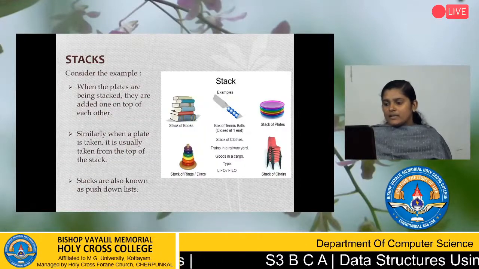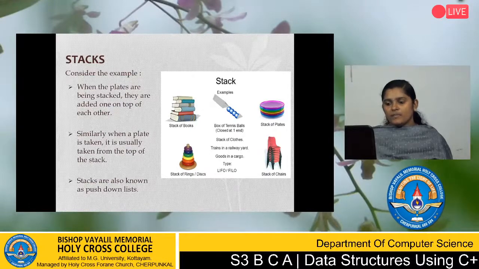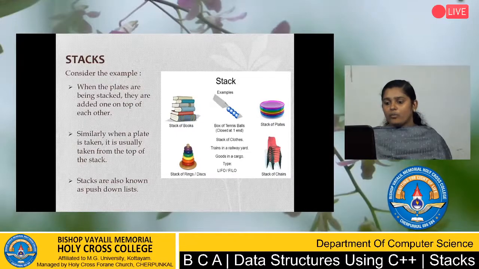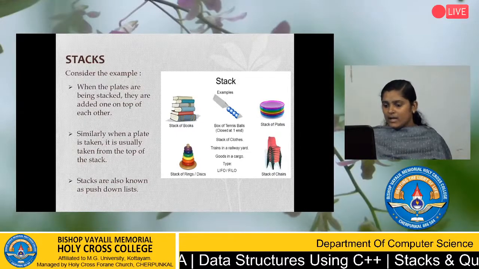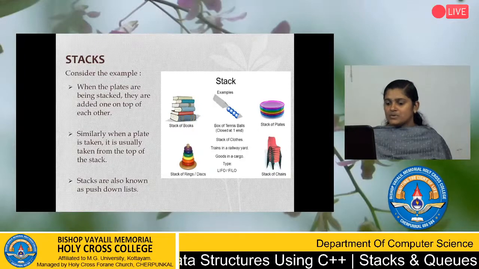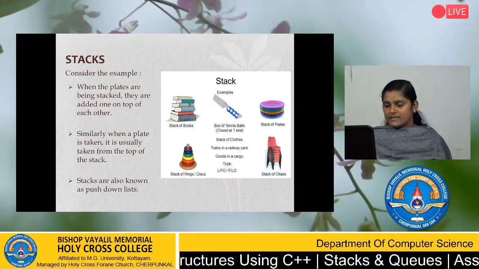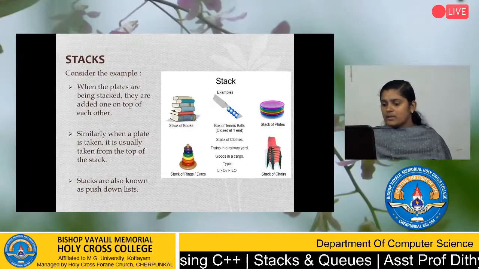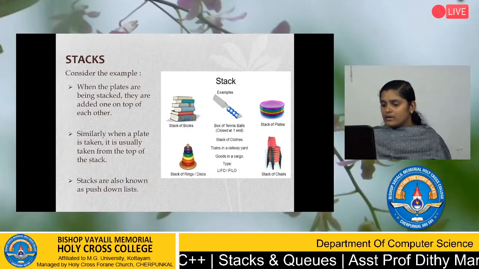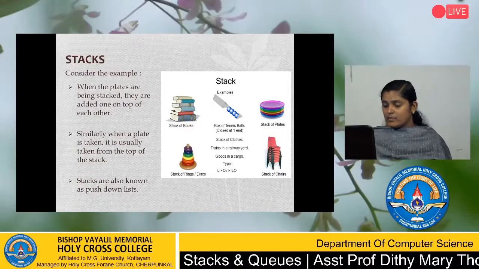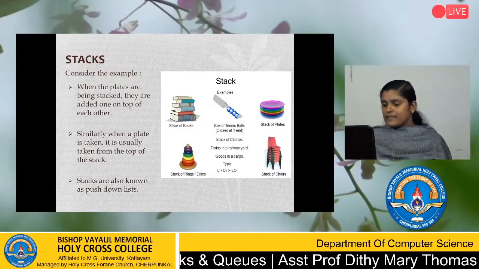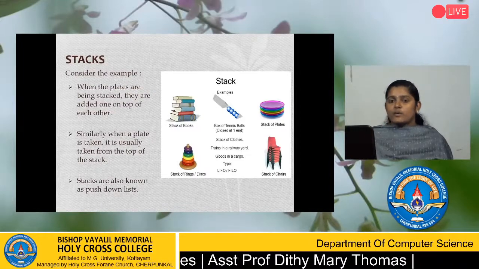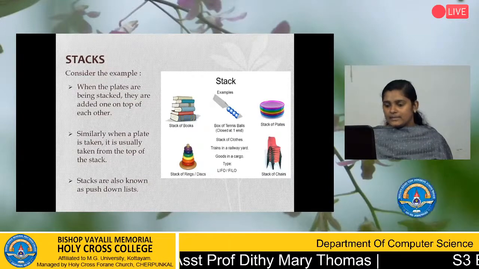Next we can see some examples. When plates are being stacked, they are added on top of each other. Similarly, when a plate is taken, it is usually taken from the top of the stack. In the figure, we can see a stack of plates, a stack of books, a box of tennis balls closed at one end, that's a point, then a stack of rings, and a stack of chairs. So, we can say stacks are also known as push down lists.